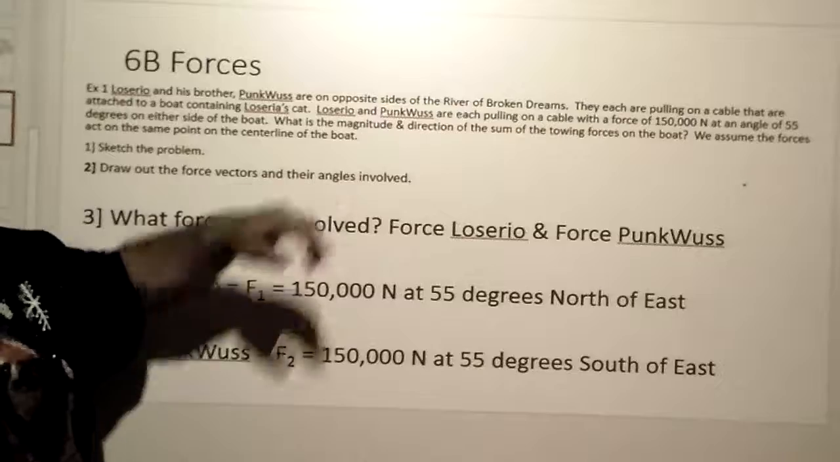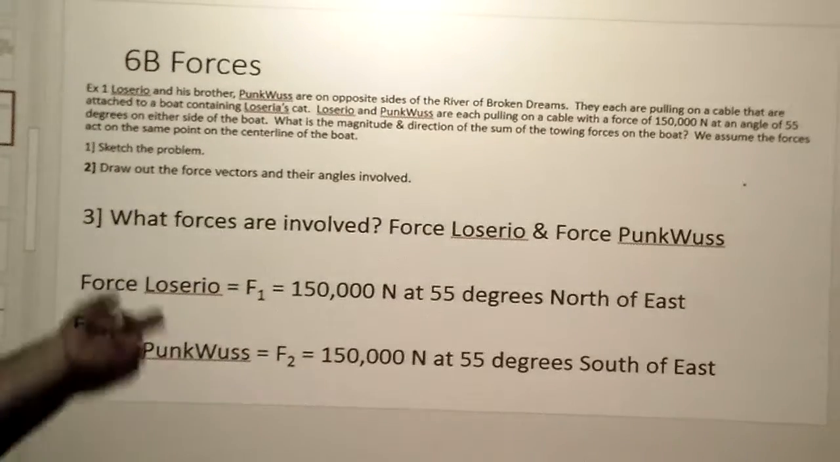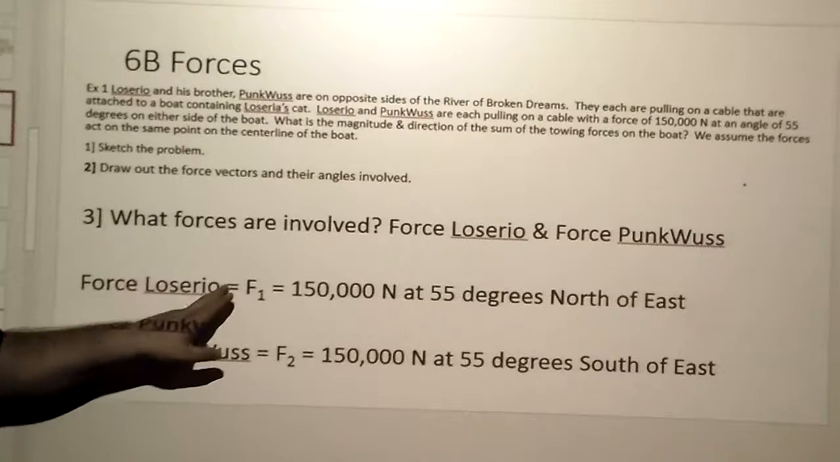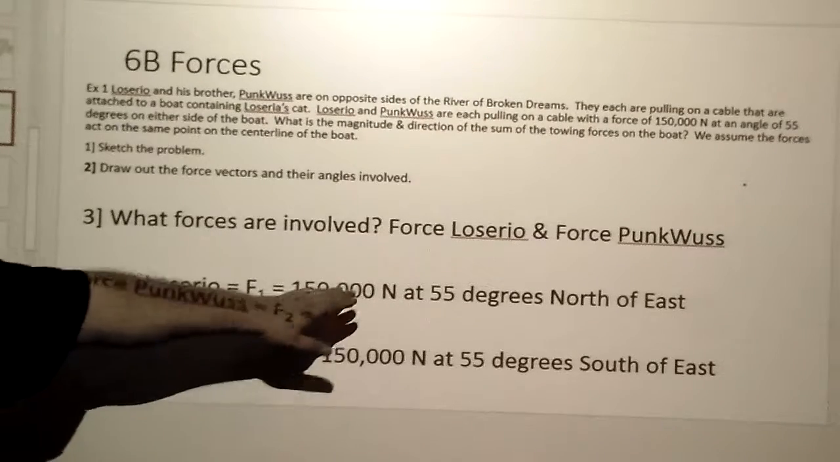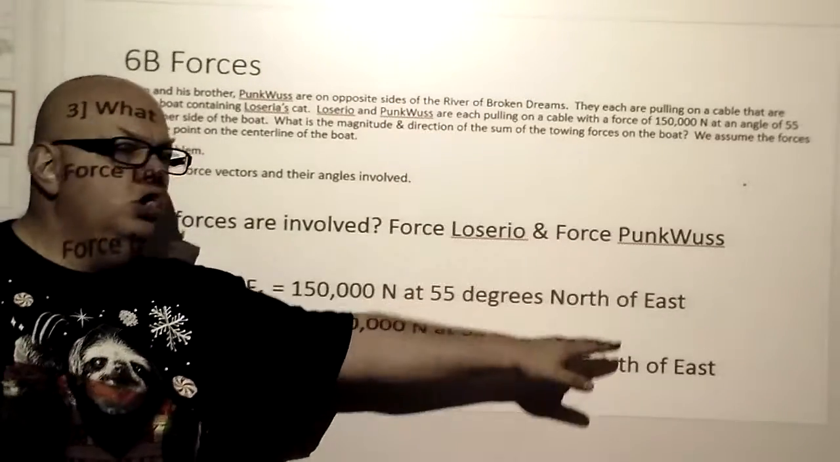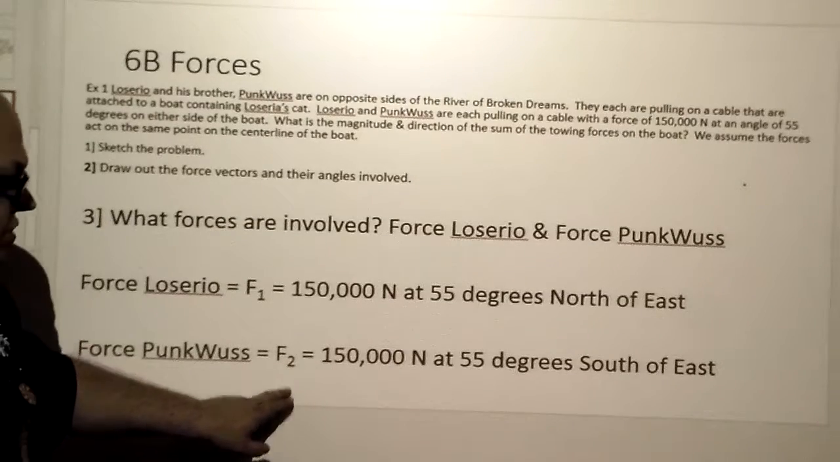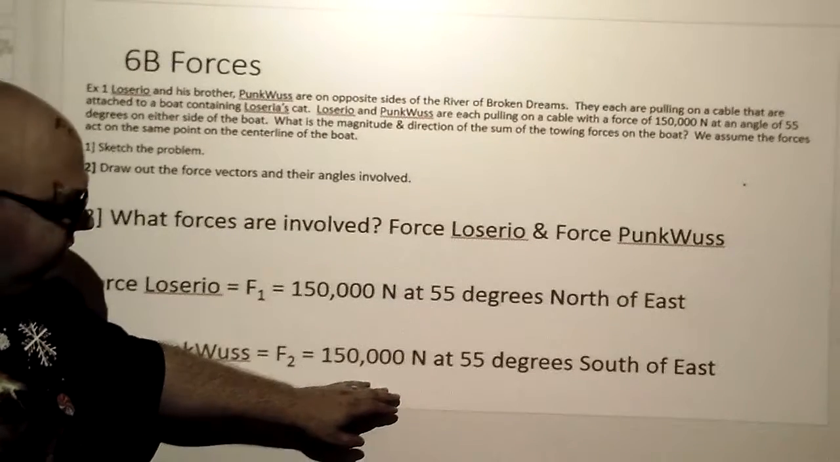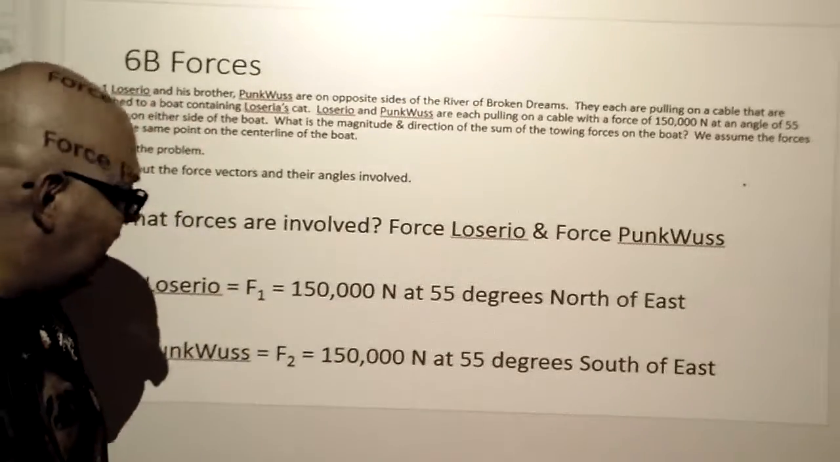Notice I gave the names of the guys who were pulling on the cable so that there's no confusion. So then I went ahead and said force Lucerio is equal to force 1. We're just doing it to make things easier. Here's the info: 150,000 newtons at 55 degrees north of east. Punk was F2, force 2. Same magnitude of force in newtons, but a different direction, 55 degrees south of east.